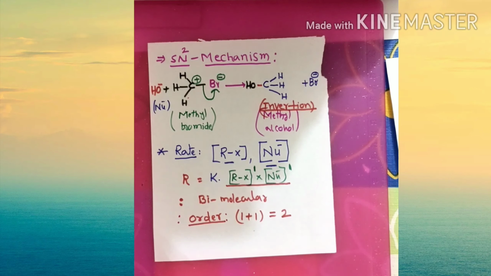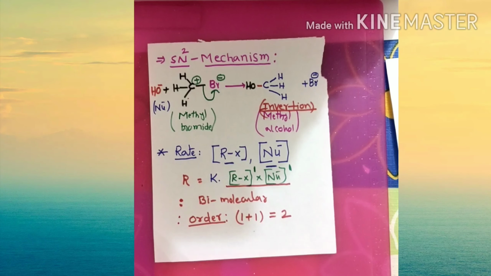So SN1 is a first order reaction and SN2 is a second order reaction. There the rate depends on only the alkyl halide. Here the rate depends on both the alkyl halide as well as the nucleophile. This is a bimolecular reaction and that is a unimolecular reaction. That is the mechanism of SN2.